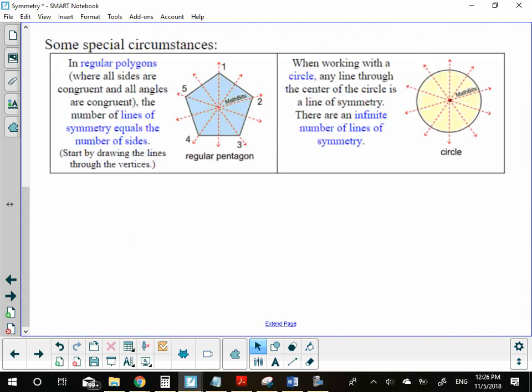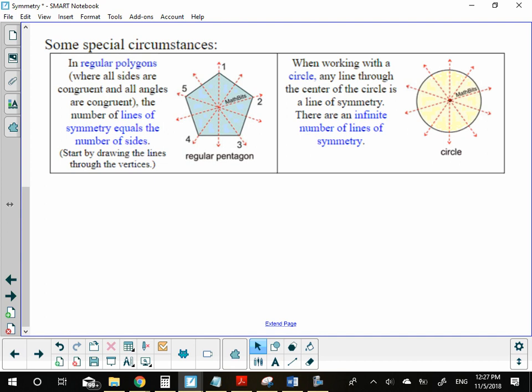Then there are some special cases. A regular polygon is what we call a polygon where all sides are the same. So like an equilateral triangle would count, 3 equal sides, a square counts, 4 equal sides. This picture is a regular pentagon. I've got 5 sides that are all the same.